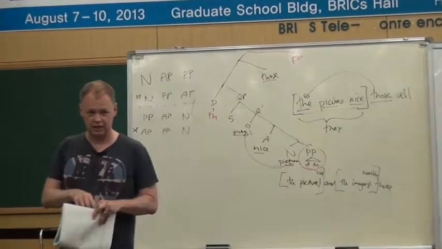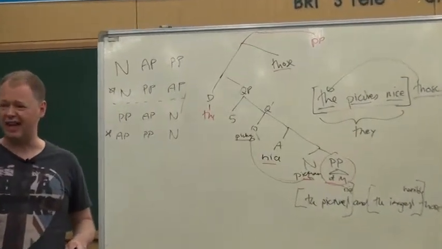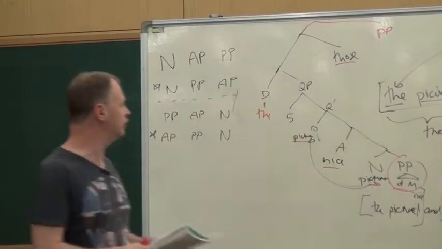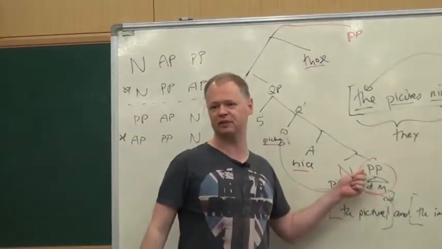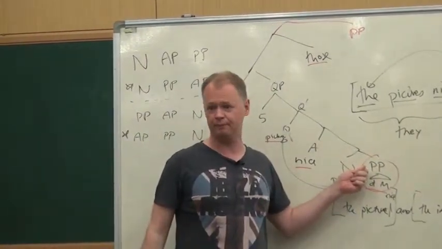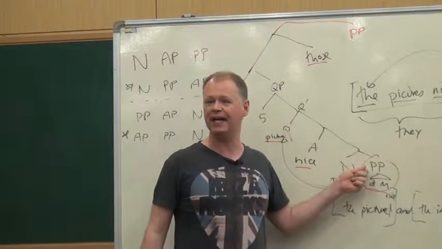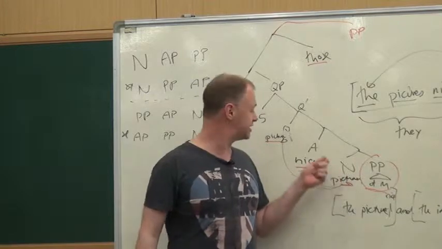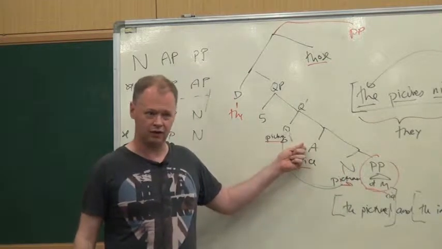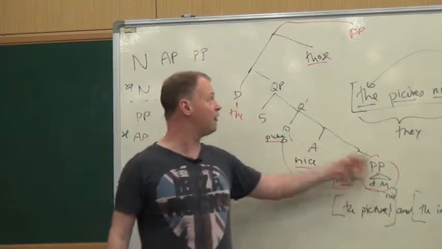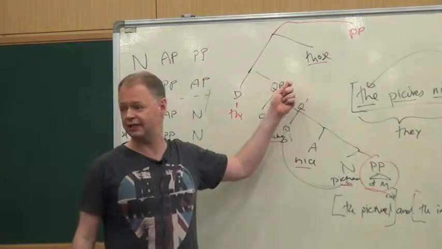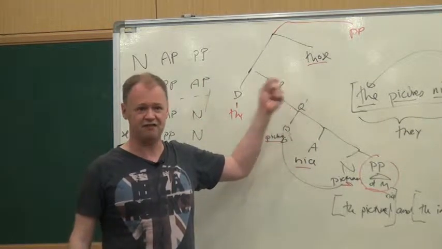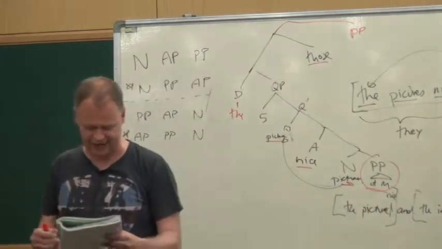Okay? So that just shows us, I think, that there is no way to maintain the traditional view of the surface position of the PP. The PP cannot be local to its N, to the exclusion of the A. Right? The PP has to be far away from that in order to get this data to work out. Everyone with me? Yeah. It's a very straightforward kind of syntactic argument.